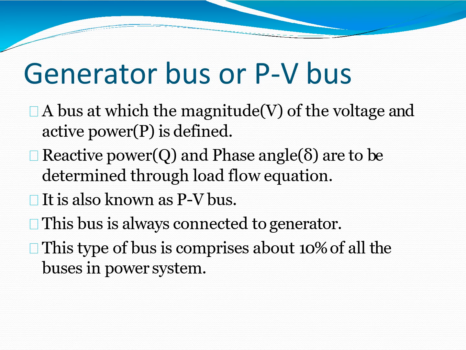Generator buses are PV buses. In a PV bus, voltage magnitude as well as active power are known, and reactive power and delta are to be determined through the load flow equation. So this bus is known as a PV bus. This bus is always connected to a generator only, so it is known as the generator bus. The generator bus is always a PV bus.